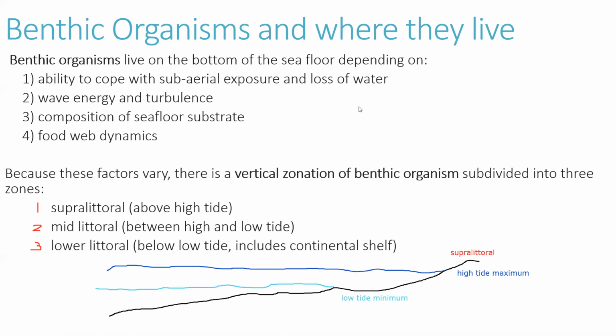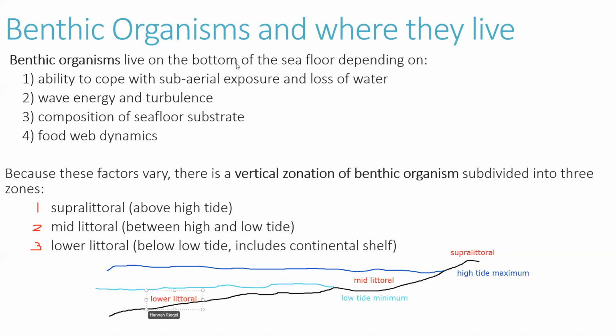So sometimes underwater, sometimes above water. Our mid-littoral organisms are going to live between the high tide maximum and the low tide minimum. So that means that they are adapted to live in an area that is sometimes underwater and sometimes above water. And then our lower littoral organisms live below the low tide minimum and onto the continental shelf. So that means that they live underwater all the time. So they are not adapted to live at any point above water in an aerial environment.